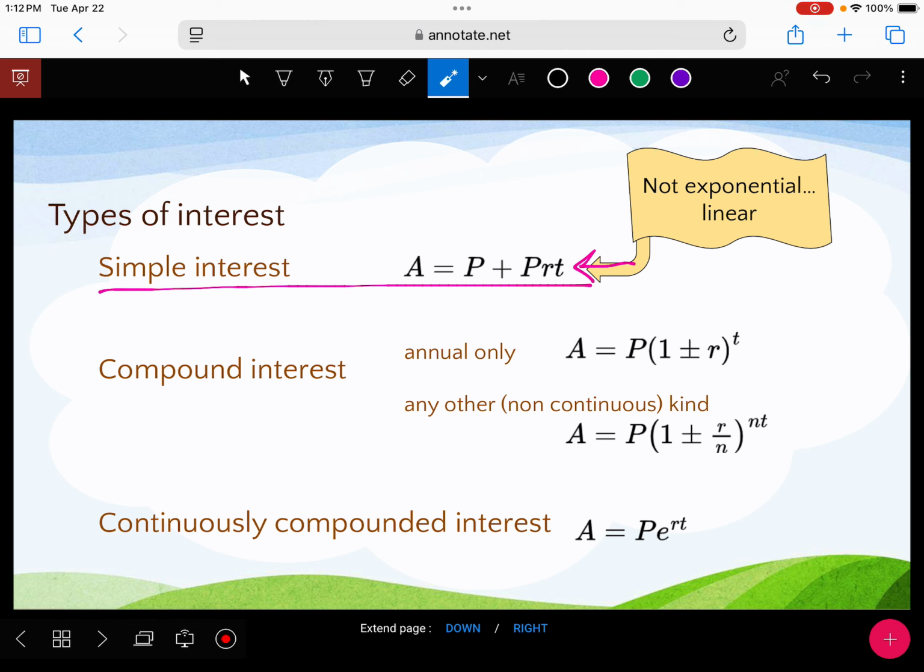Compound interest is what we've been working with. We've been mostly using this one for our annual. And our other kinds of compound interest, like if we had an annual rate with monthly compounding or quarterly compounding, you've seen this one before. It's a mess, but it's a thing. And the only time we have anything other than that would be if we have continuously compounded.